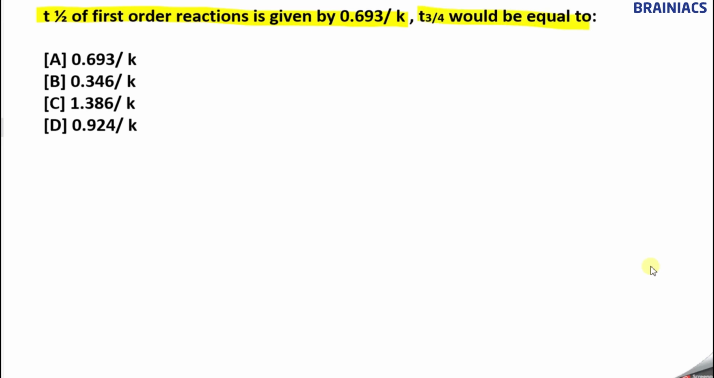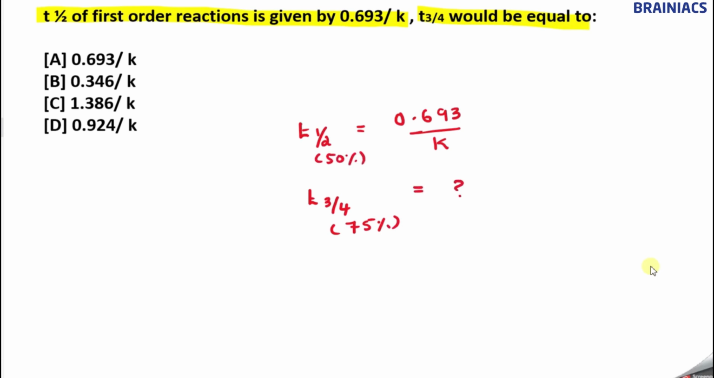So we know that for a first order reaction they have given the t half as t half is equal to 0.693 divided by K, correct? And they are asking you T 3 by 4. So what is T 3 by 4? Basically 75 percentage. And t half, we know, is nothing but 50 percentage. And they are asking you for T 3 by 4, what is the value?